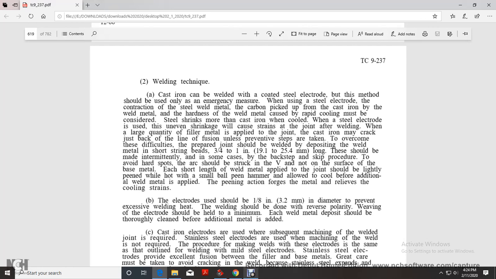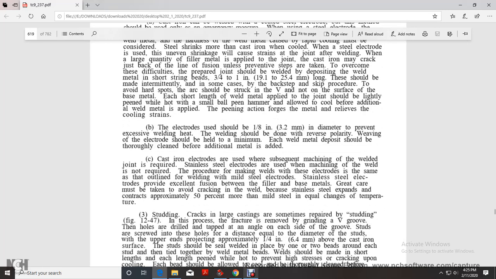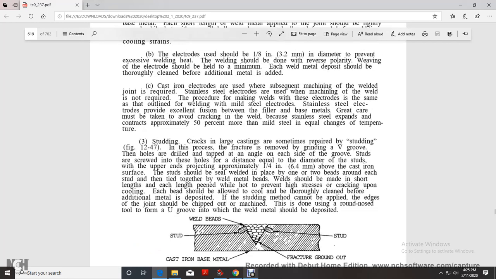Each short length of weld metal applied to the joint should be lightly peened while hot with a small ball peen hammer and allowed to cool before additional metal is applied. Peening action forges the metal and relieves the cooling stress. The electrode should be 1/8 inch in diameter to prevent excessive welding heat. The welding should be done with reverse polarity. Weaving of the electrode should be held to a minimum. Each weld deposit should be thoroughly cleaned before additional metal is added.